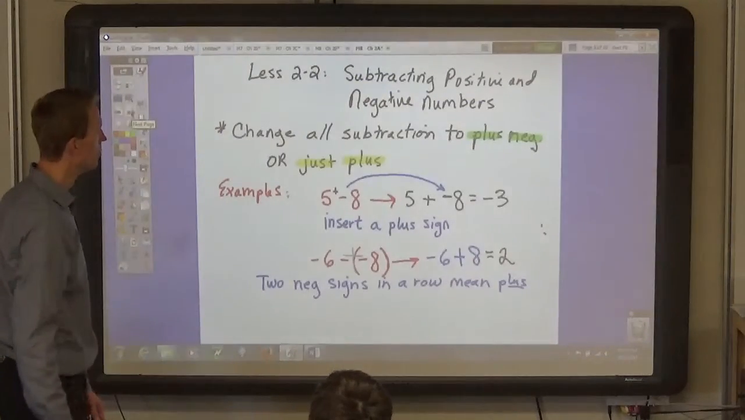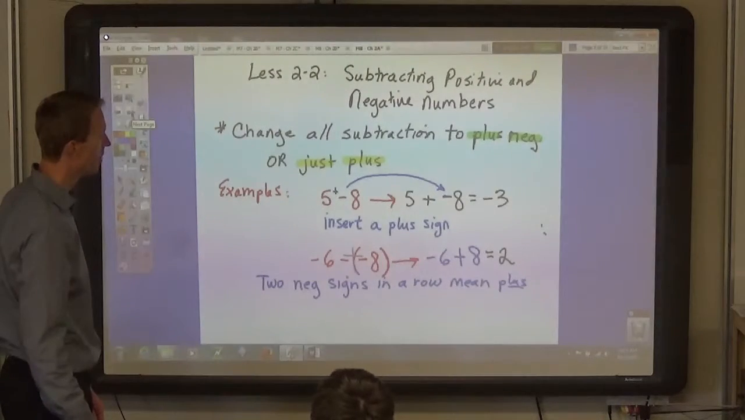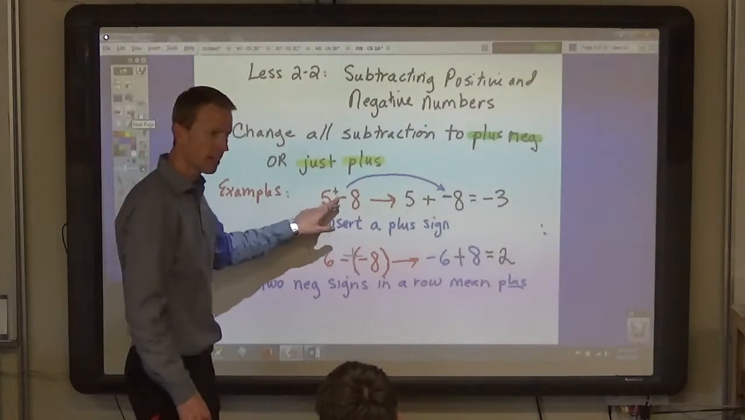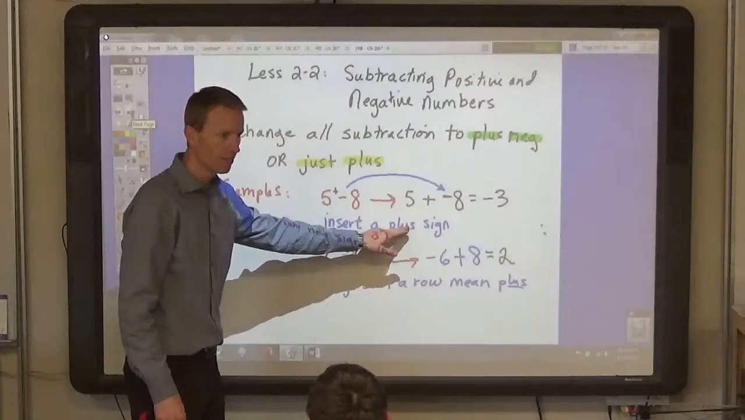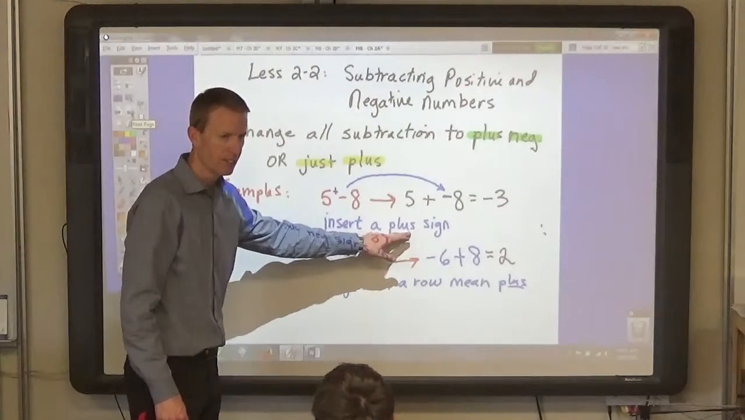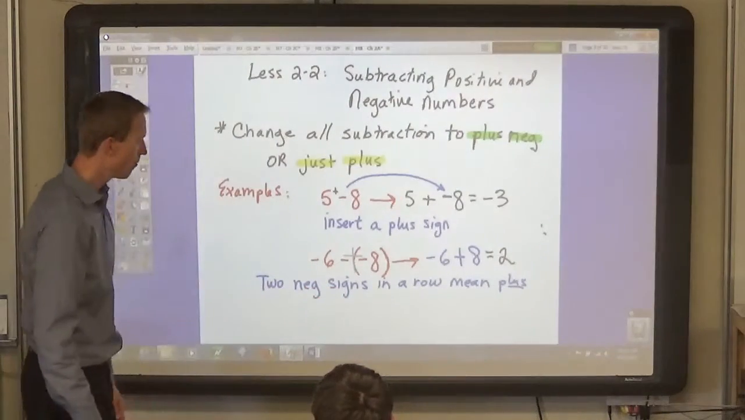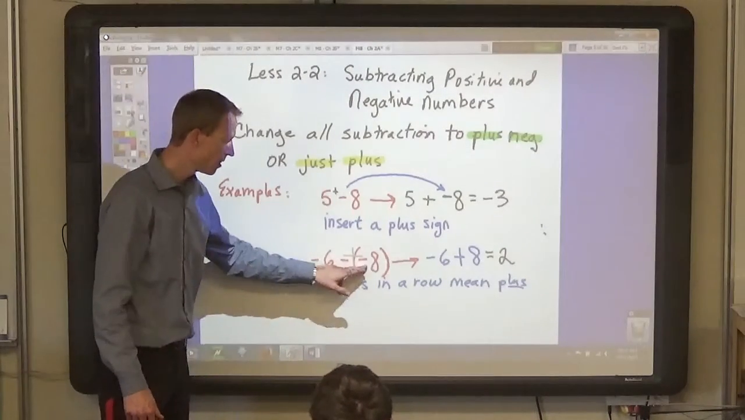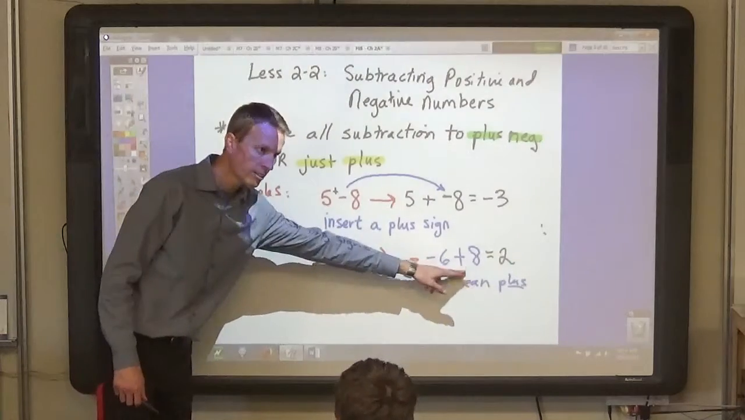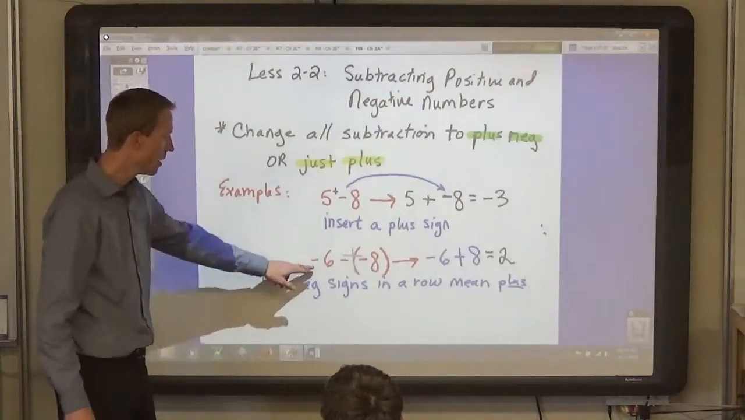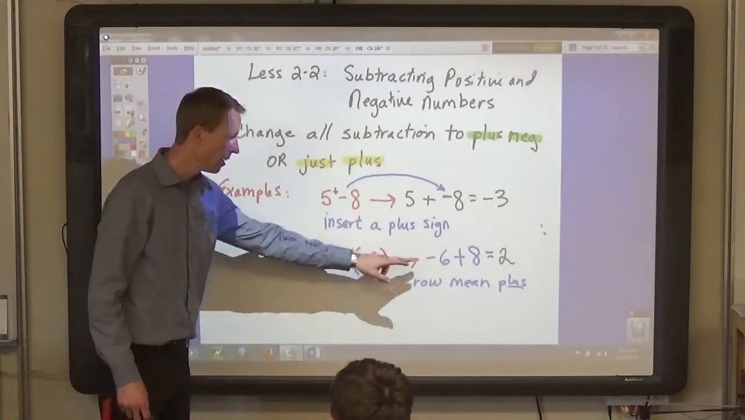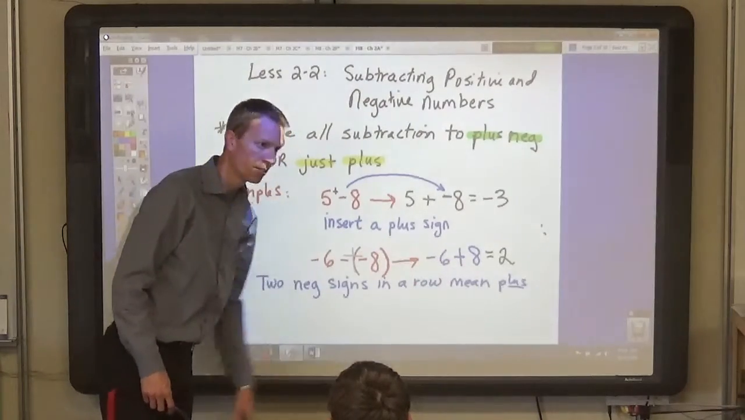Then we went on to 2, subtracting positive and negative numbers, where you insert a plus sign in front of the minus sign. Nod your head if you're with me on this. Understand how to do this? Right? Insert a plus sign in front of the minus sign. If it's 2 minuses in a row, you make it just plus. So -6 minus -8 is really -6 plus 8.